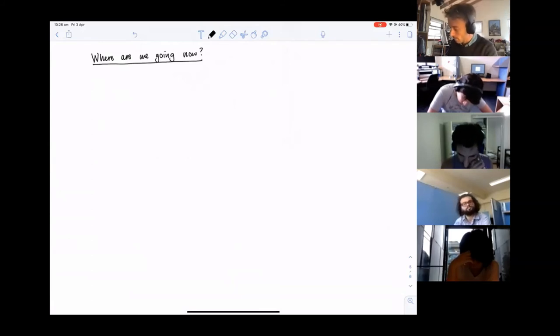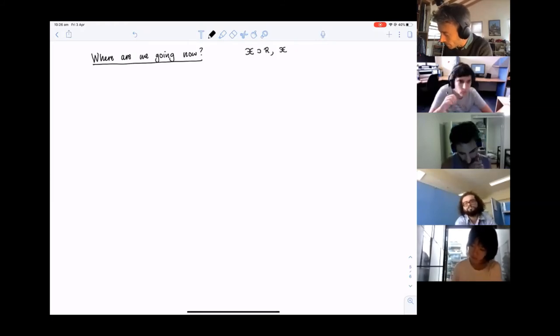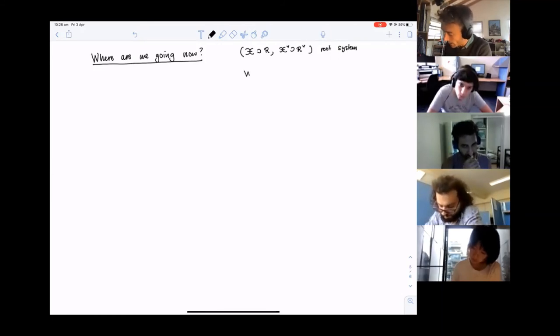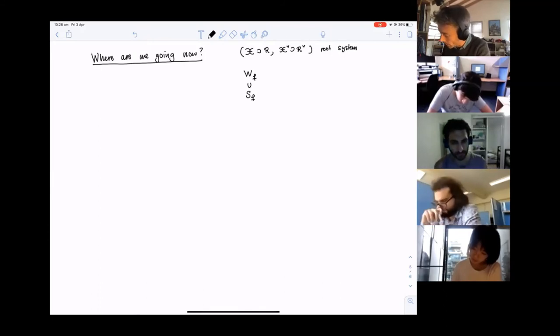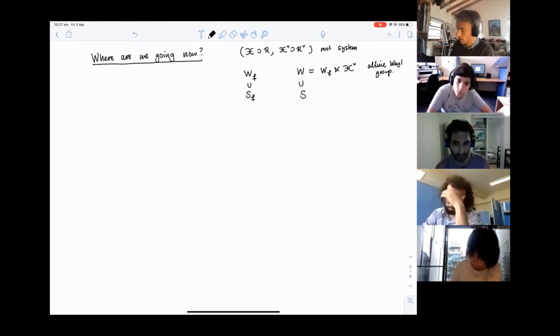So I want to recall things that I've been over already, but this was some time ago. So we have a root system. And to this, we can associate a finite Weyl group, with finite simple reflections. We consider W, which is W_f, the affine Weyl group, and the finite Weyl group.